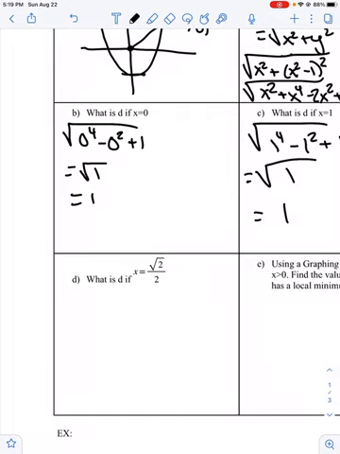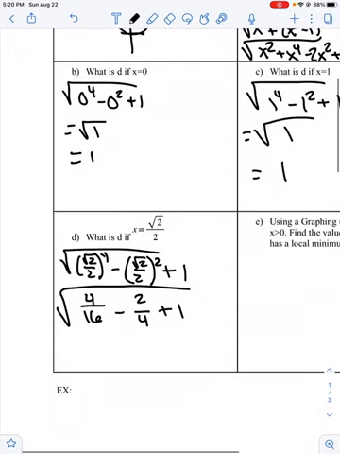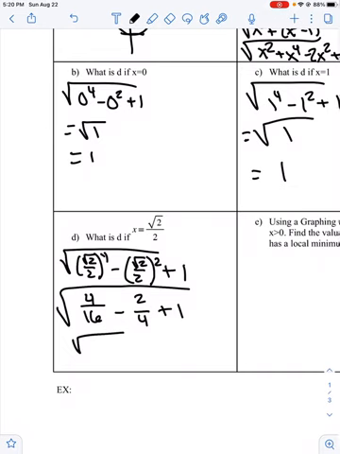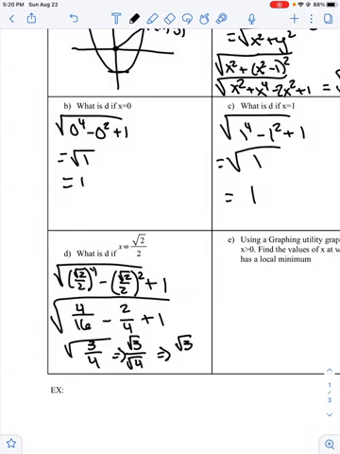What is d if x equals the square root of 2 over 2? So we're going to plug in root 2 over 2 for x. So the square root of (root 2 over 2) to the 4th minus (root 2 over 2) squared plus 1. Root 2 over 2 to the 4th is 4 over 16, minus root 2 over 2 squared is 2 over 4, plus 1. Plug this in our calculator and we get the square root of 3 over 4, which you can separate to root 3 over root 4, which equals root 3 over 2.